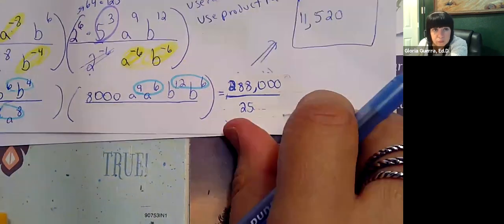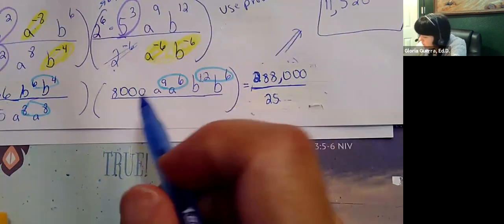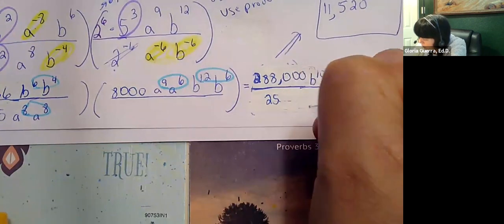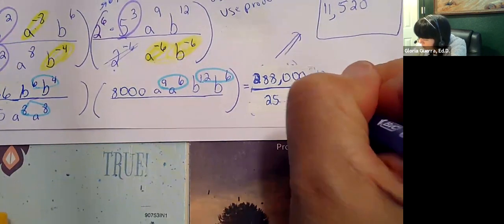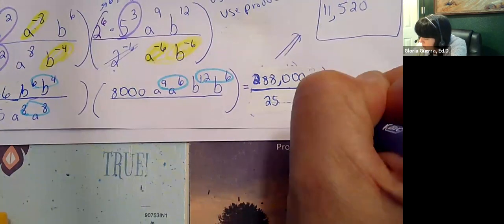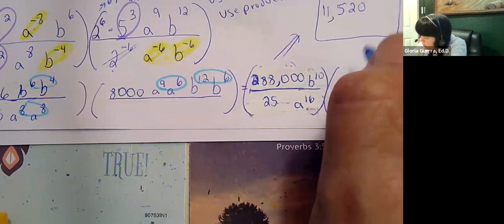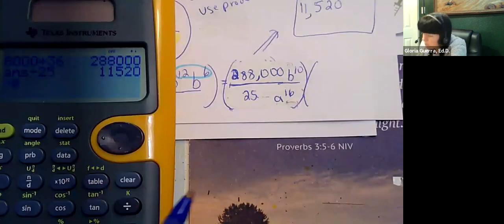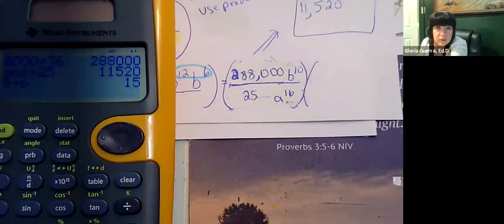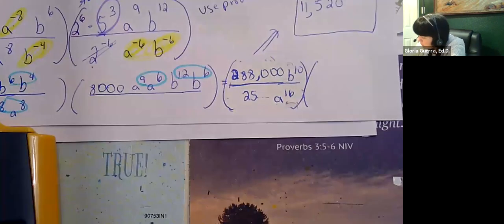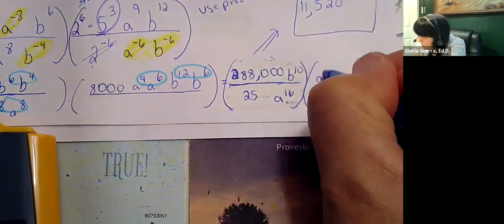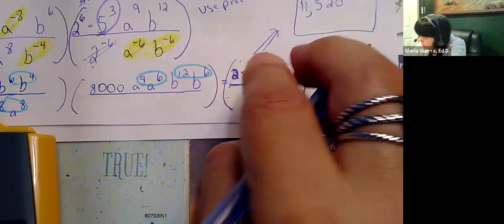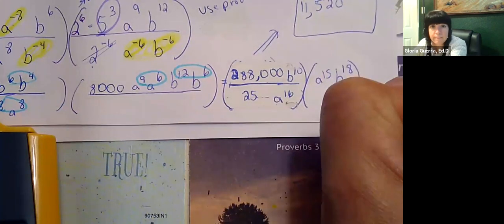Okay, now so we said this was b to the 10. And then on the bottom, a to the 16. And then 9, how much is 9 and 6? That's 15, right? 9 and 6 is 15, a to the 15. And then b, 12 and 6 is what, 18? B to the 18.